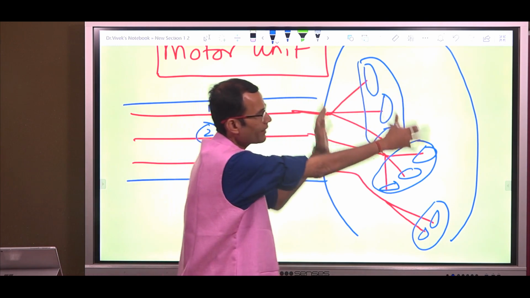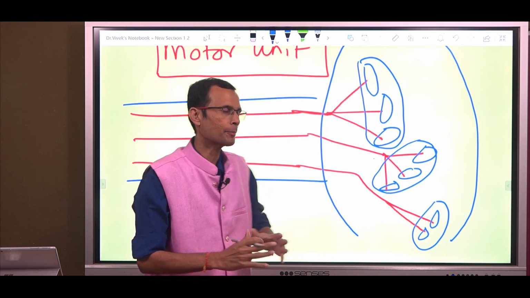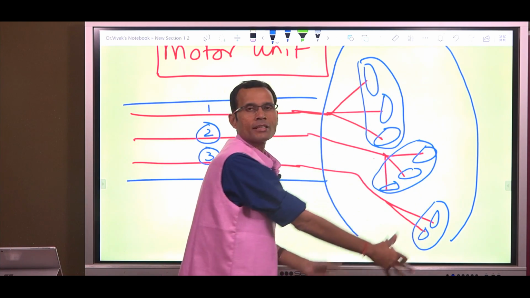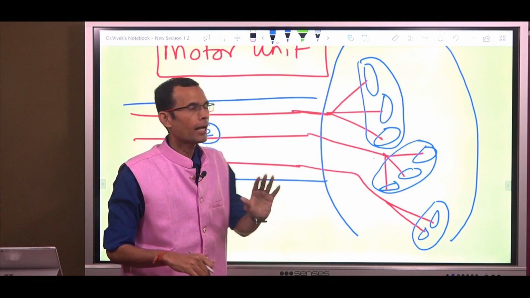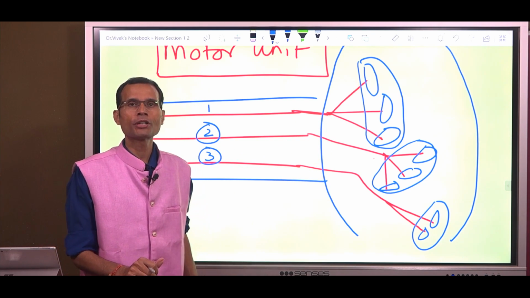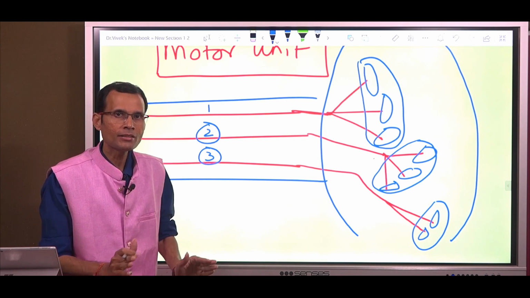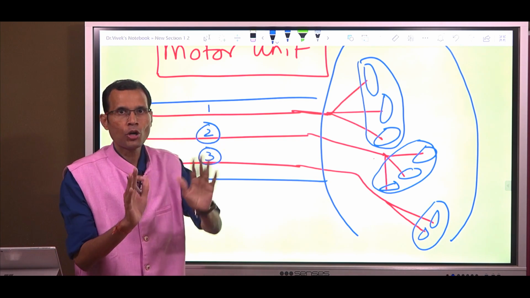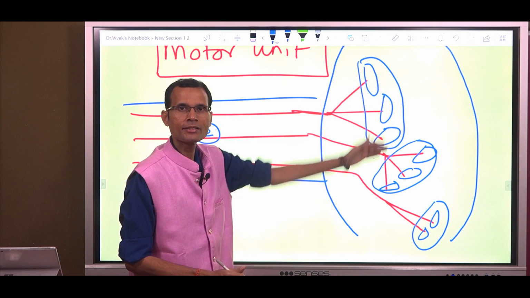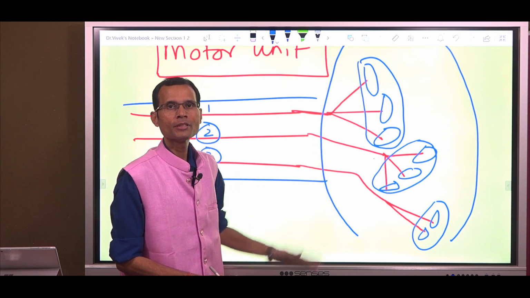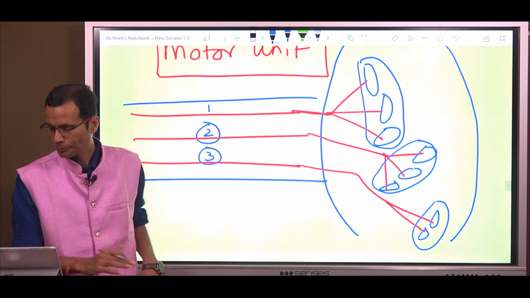So in this entire skeletal muscle, and this is just a diagrammatic representation, just for the explanation purpose, this entire muscle has got 8 muscle fibers in it, and they are grouped in these motor units. Let's define once again. A single motor unit means a motor neuron, its axon, its branches, and all the muscle fibers innervated by it, right? So there are 3 motor units we can see here.